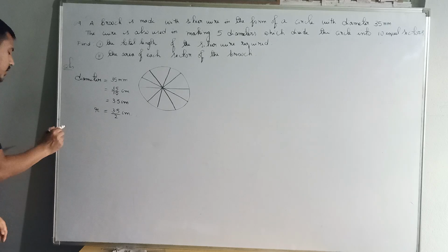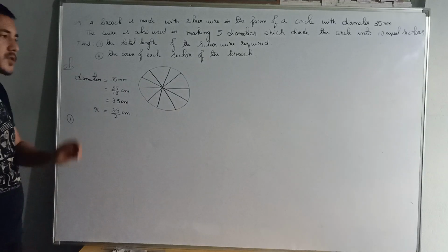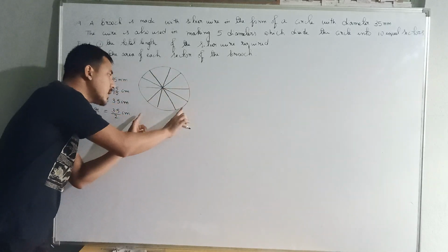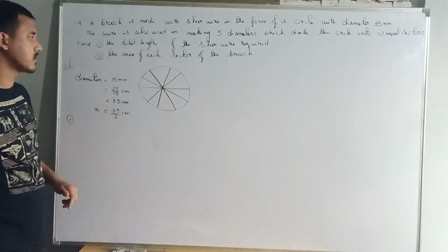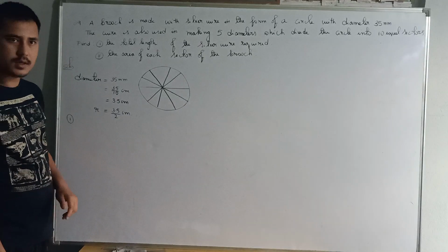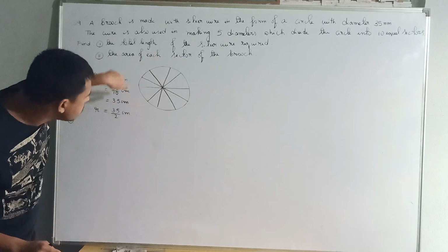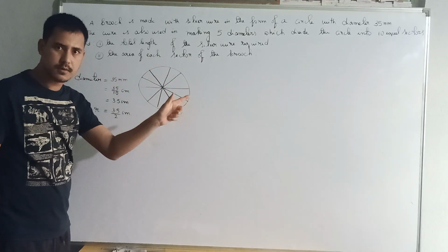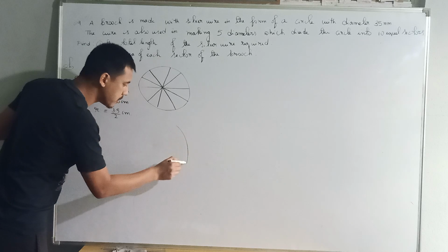So number 1, the total length of the silver wire. First of all, the wire is used in making the circle. So the length of the wire used in making the circle will be the circumference of the circle, right? You are making a circle with a wire.